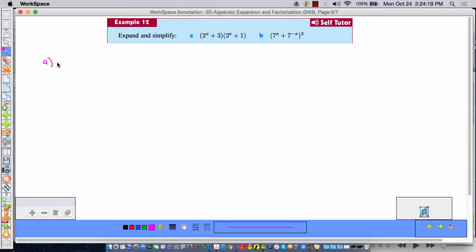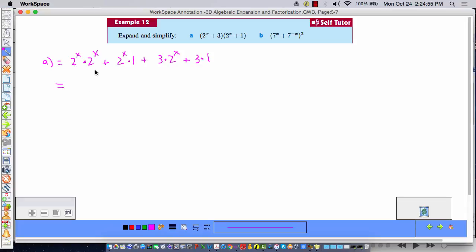Okay, next, simplify. Well, we are going to expand this. So this becomes 2 to the x times 2 to the x plus 2 to the x times 1 plus 3 times 2 to the x plus 3 times 1. Now be careful. You cannot multiply 2 times 2 here because our order of operations says that exponents must come before multiplication. And I can't do anything with these x. I can't evaluate the exponents because I don't know their values. They're just in terms of x.